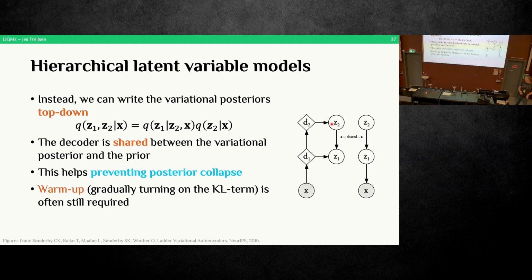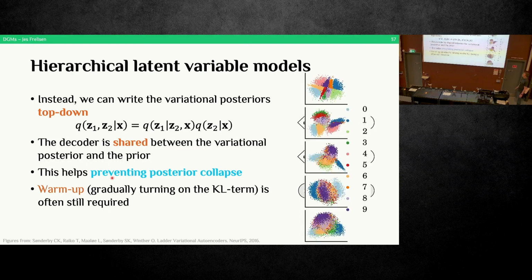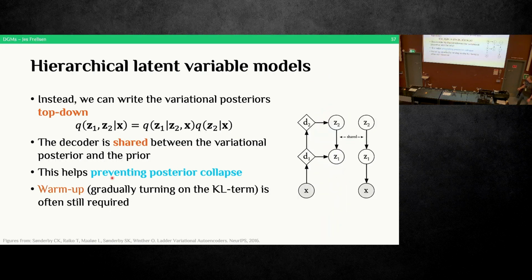That helps prevent posterior collapse, and that's how people typically train hierarchical VAEs. And then they also use this warm-up where they gradually turn on the KL terms to avoid posterior collapse. So these are state of the art. I just want to show this drawing also.